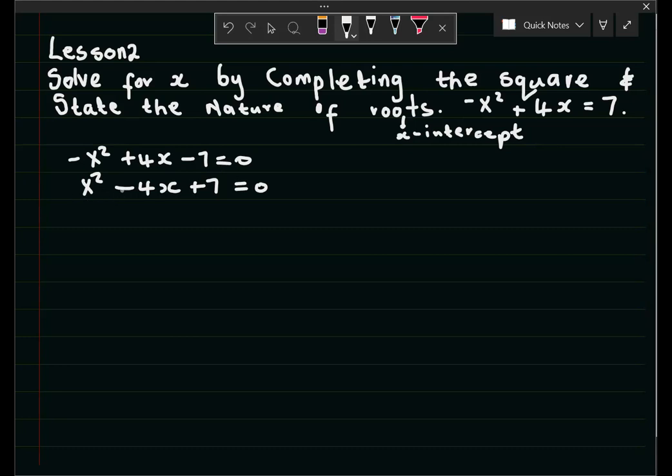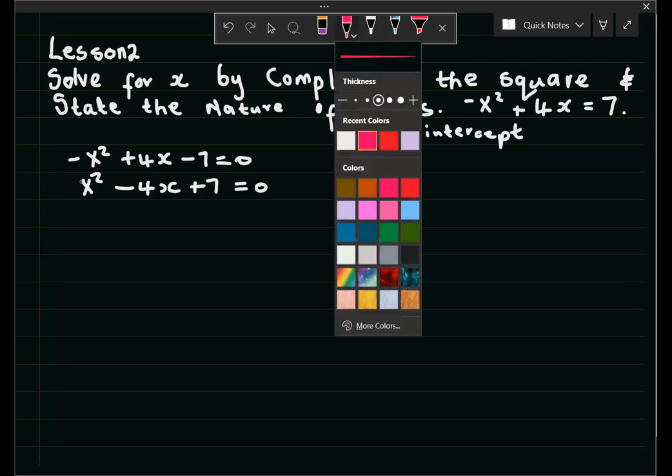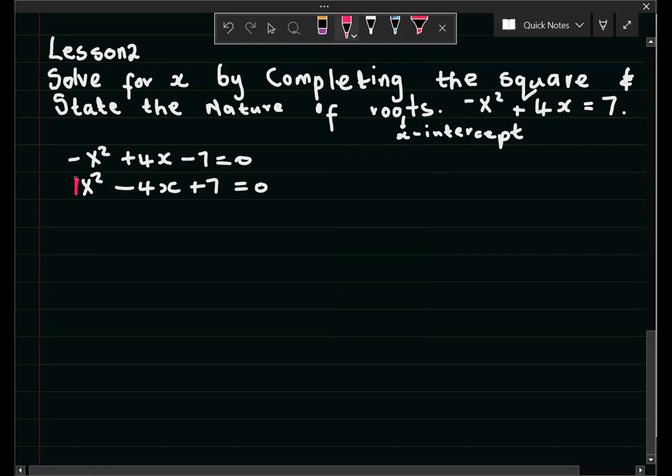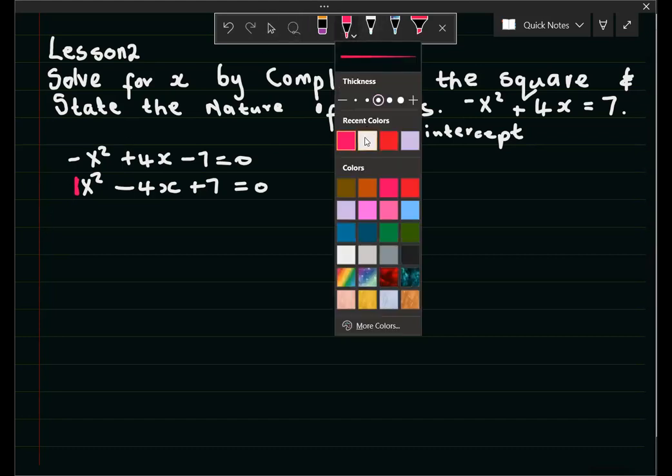And before I complete the square, there is a set of rules that I need to follow, right? The first one is to make sure that I have 1 here. In this case, the number that is there is already 1, so I know that I am sorted. Okay, perfect. We will do an example where this number is not 1.